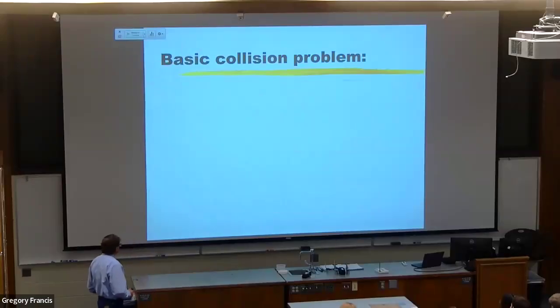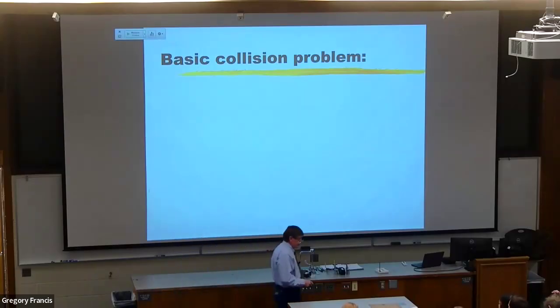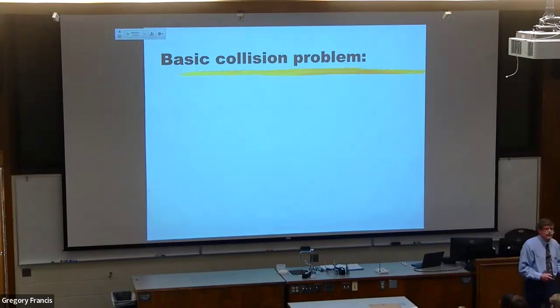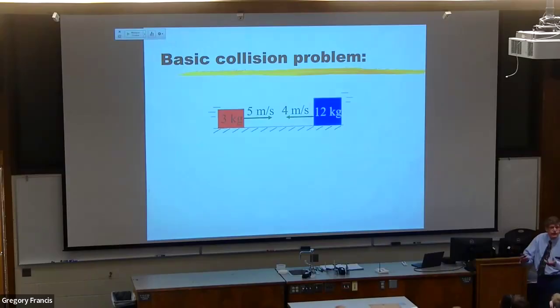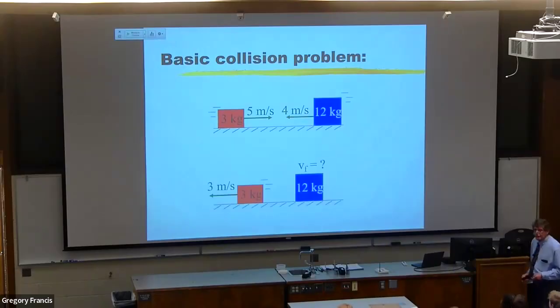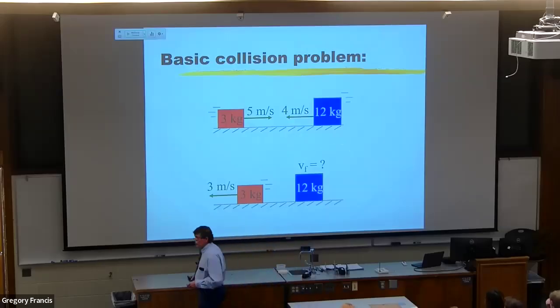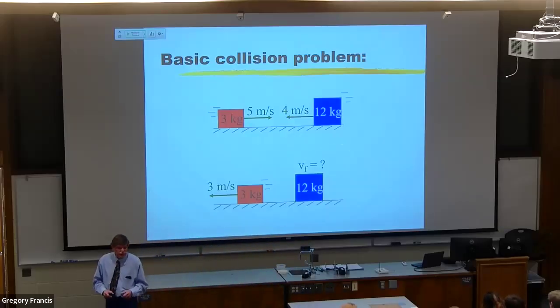Now, three or four times or six times on this next exam, you're going to need to solve what I call the basic collision problem. And this is what it looks like. You've got two blocks sliding towards each other, and they collide. And after the collision, I give you one of the final velocities, but not the other. And I ask you, how fast is that blue block traveling? And is it traveling to the right or to the left?